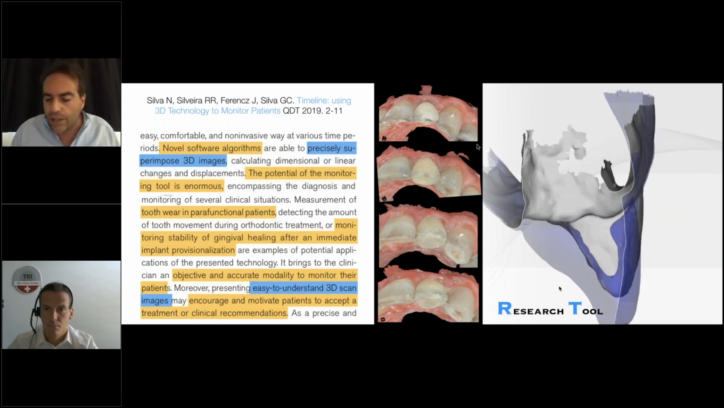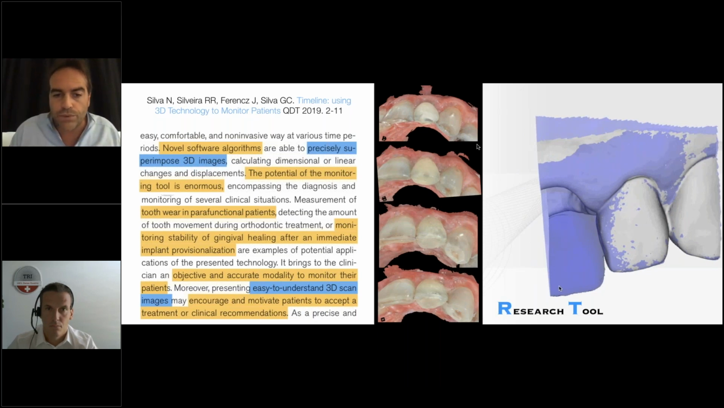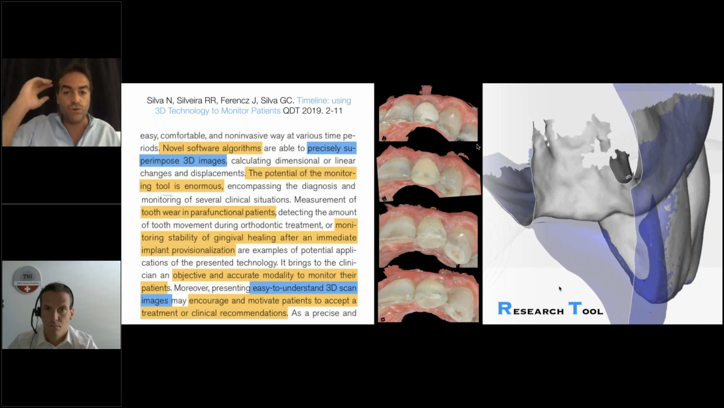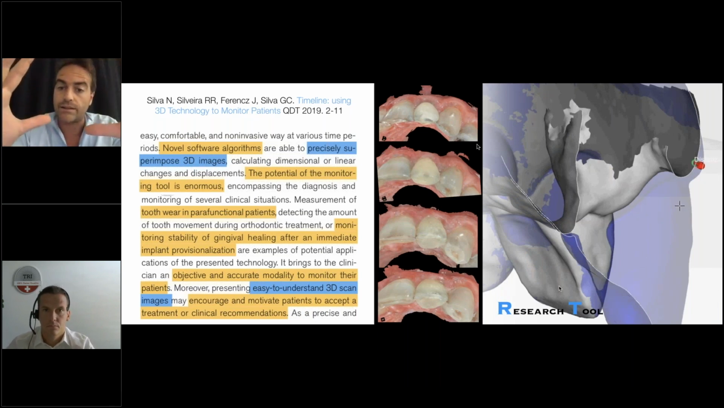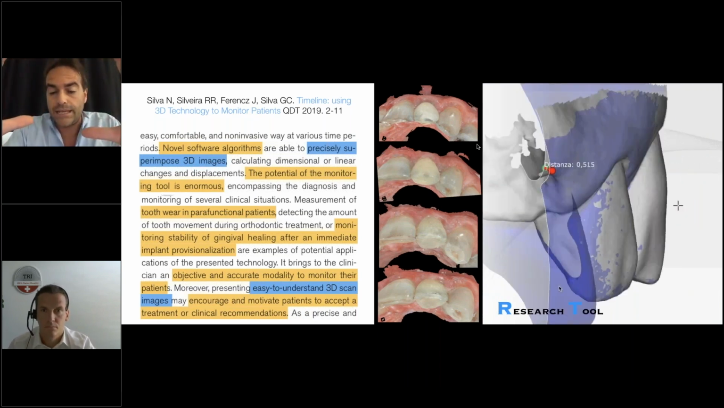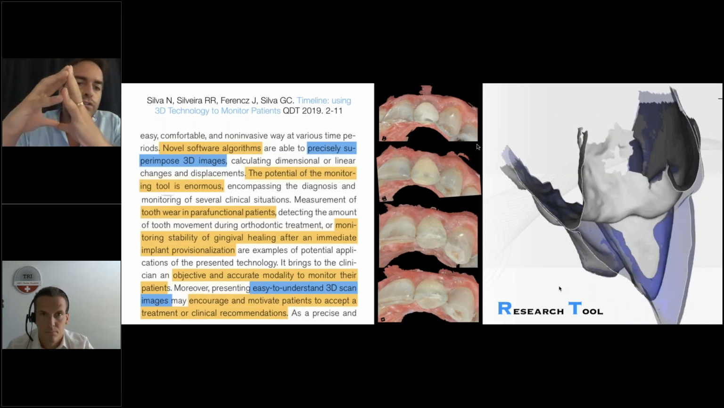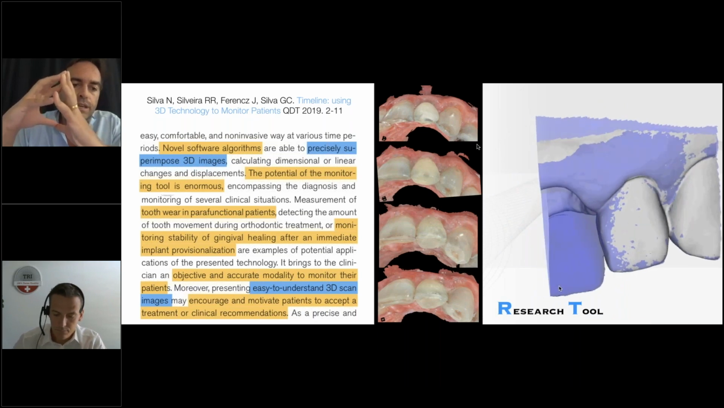It helps us in 3D planning. It helps us in communication with the patient, but it's helping us also as a research tool. Look here, the same patient has been scanned before the implant was placed, before the tooth was extracted, at the day of the surgery, and also during the follow-up. So thanks to these novel software algorithms, we are able to precisely superimpose 3D images.